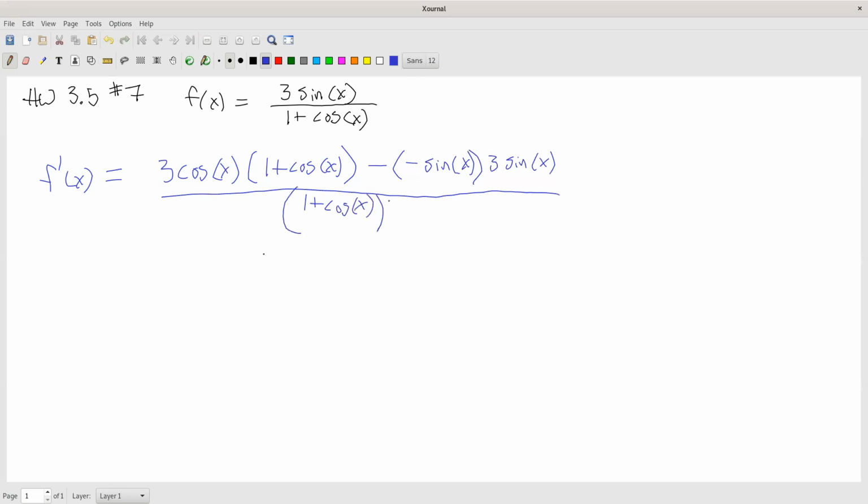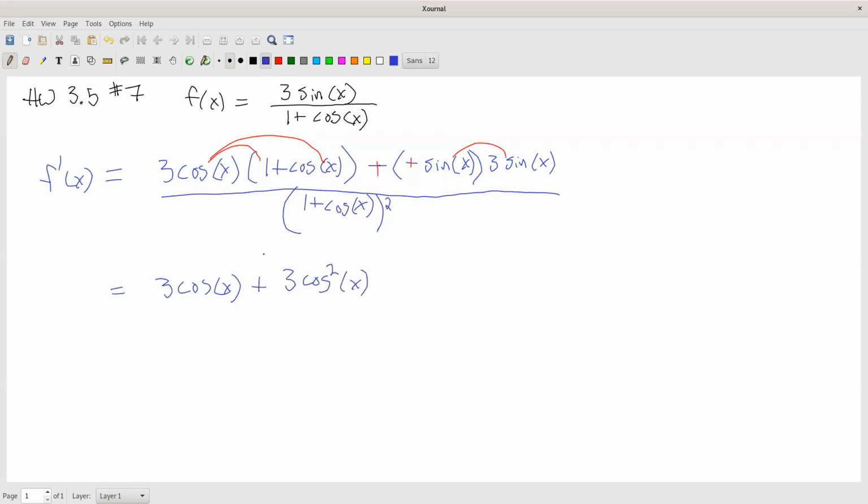To square that means you have to multiply it by itself, so I'm going to hold off on that. I don't like that idea right now, but I am going to clean up the top. So what can I do in the top? Well, I'm subtracting a negative, so let's fix that. And then I have to distribute this 3 cosine in here, and then here, this is just a multiplication. All right, so what's that look like? We're going to have 3 cosine times 1, which is just 3 cosine of x, and then we'll have 3 cosine times cosine, so that's going to be a plus 3 cosine squared of x.